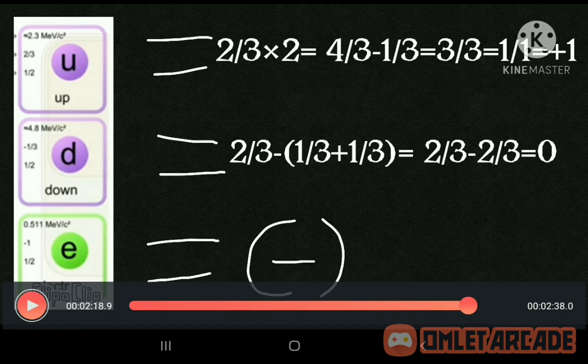But why electron? You know that there is mathematics in electron. So electron itself is minus, and it's a fundamental particle, not like proton and neutron. Okay, so it's minus by itself.